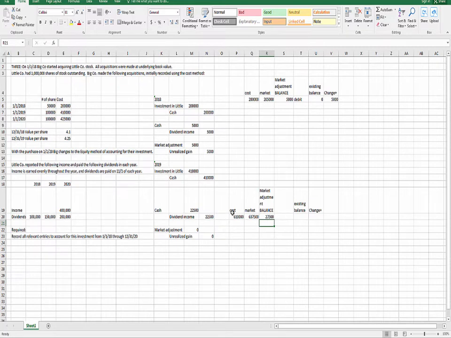And again, we are writing our investment up from $610,000 up to $637,500. So that needs to be a debit balance. The existing balance is $5,000. That's the balance from last year. So the change, we need to go from a $5,000 debit balance to a $27,500 debit balance, an increase of $22,500.